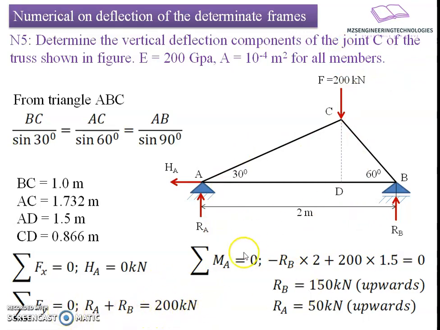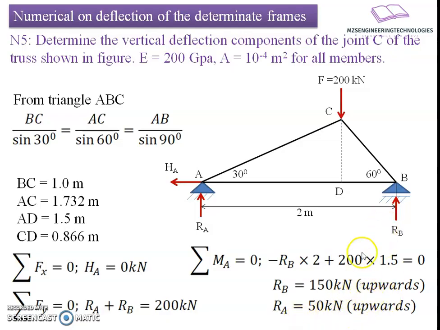Now we take the summation of moments about joint A. I am going to consider all the moments about joint A with reference to the applied forces. The first one is the reactive force at B. RB into 2 goes in the anti-clockwise direction, so minus RB into 2 is the product here. Plus 200 multiplied by the AD distance, which we found from the geometric parameters as 1.5. 200 into 1.5 is clockwise, so it is positive, equal to 0. Hence, solving this equation, we get RB equal to 150 kilonewton upward and RA equal to 50 kilonewton upward.